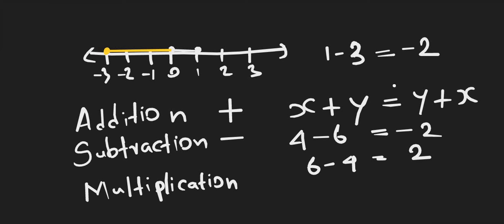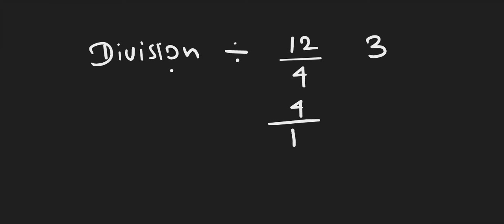Then we have our next operation, that is multiplication. Let's say we multiply x by y and this is equal to y multiplied by x. The order in which we multiply numbers is not important because x multiplied by y is the same as y multiplied by x. Now let's talk about the division operation. Division is denoted by this symbol and the order in which we divide numbers is very important. Look, 12 divided by 4. Division can be written as 12 over 4, which is 3, whereas 4 divided by 12 is 1 over 3.